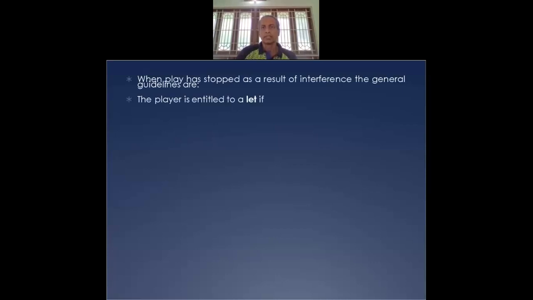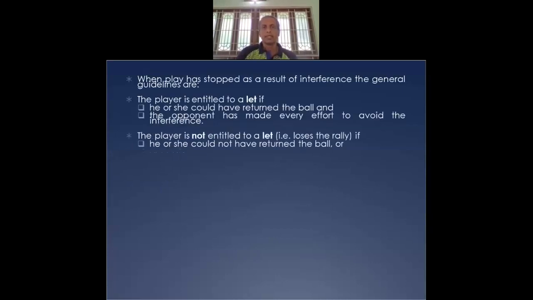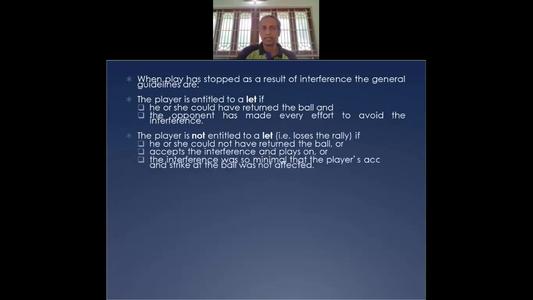It is said somewhere, in the documents I think, under the name rules and reference. When a player is stopped as a result of interference, the general guidelines are: the player is entitled to a let if he or she could have returned the ball, and the opponent has made every effort to avoid it. The player is not entitled to a let, no let is called, if he or she could not have returned the ball, or accepts the interference and plays on, going through, or the interference was minimal. All of these are knowledge.